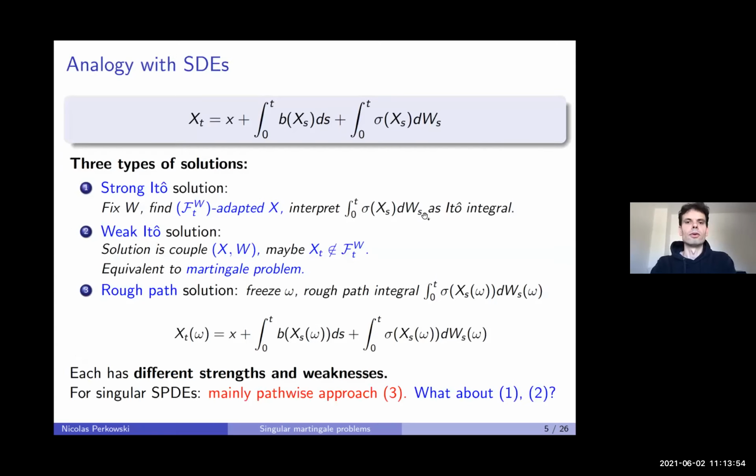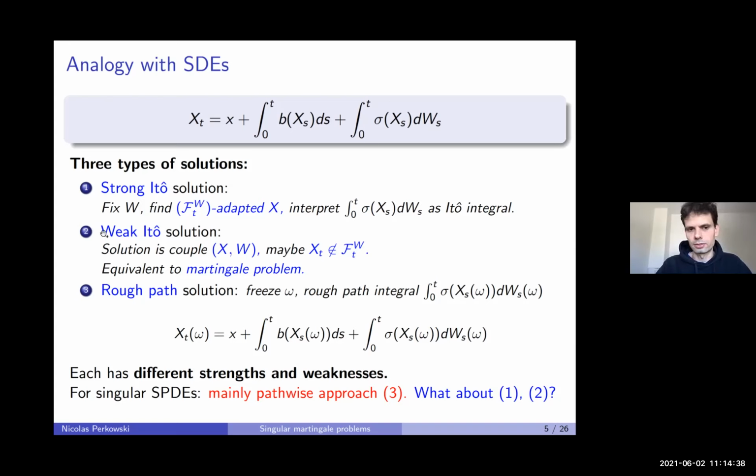Okay, now let's look at what we can do for SDEs, what kind of solution theories we have there. If we want to solve this equation, the first way of solving that we learn in our stochastic analysis class is that we can find a strong Ito solution. So we fix the Brownian motion and we find a process which is adapted to the filtration generated by this Brownian motion, and we interpret this thing as an Ito integral. The next thing is the weak Ito solution, which as a student is maybe a bit more difficult to grasp what's going on there. So the key point there is that the solution doesn't have to be adapted to the Brownian motion, and there may be additional randomness needed.